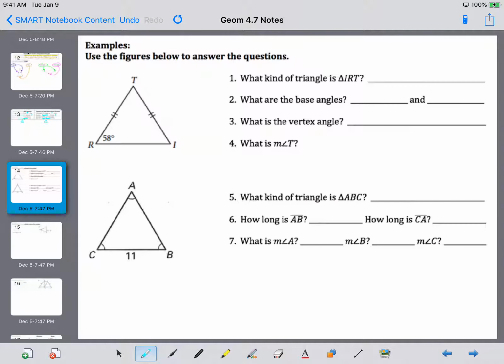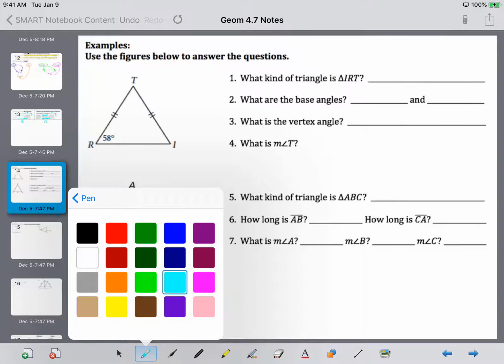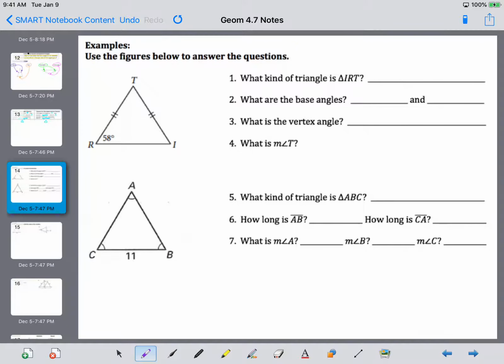All right, so we're going to use this picture of triangle IRT to answer questions 1 through 4. The first one is asking us what kind of triangle is triangle IRT? Well, I've got two congruent sides, so we know that this would be an isosceles triangle. And the base angles are the two that are across from the congruent sides. So that would be angles R and I.